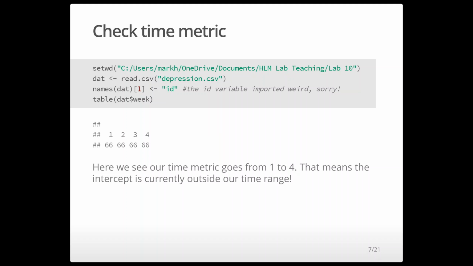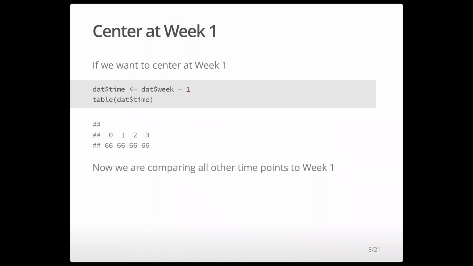So we see we have 66 observations for each of weeks 1, 2, 3, and 4. So that tells us this is a balanced data set. Each participant was observed at each time point across 4 different weeks. But note that the time metric goes from 1 to 4. So that means the intercept is currently outside of our range and not actually interpretable. So we want to recenter this, or shift this time variable so it has a meaningful 0.